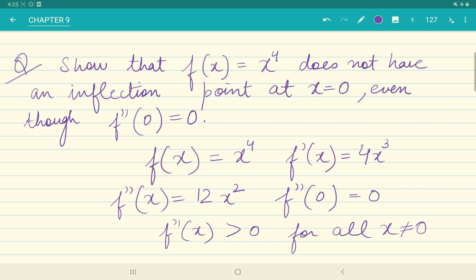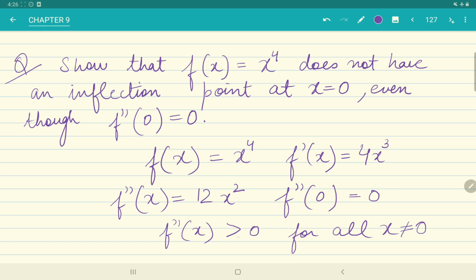What does that mean? To the left of x is equal to 0, f double prime is greater than 0. To the right of x is equal to 0, f double prime is greater than 0. That just means that f double prime is not changing sign at x is equal to 0. And that's a very important point to understand. If it is not changing sign at x is equal to 0, that just means x is equal to 0 is surely not an inflection point. Even though I know that f double prime 0 is 0, x is equal to 0 is not an inflection point precisely because f double prime does not change sign at x is equal to 0.